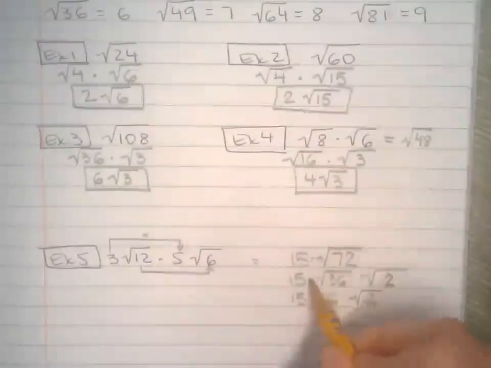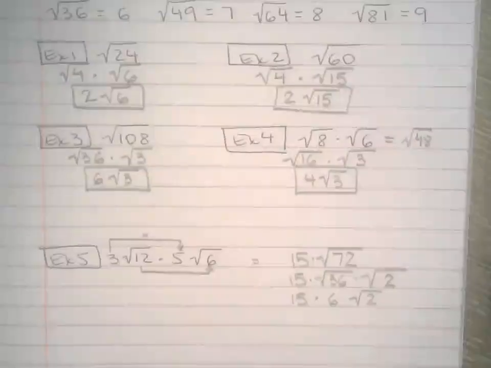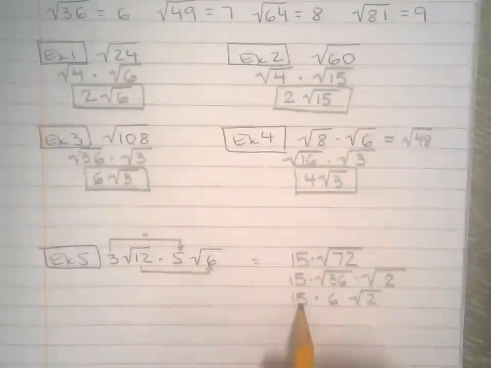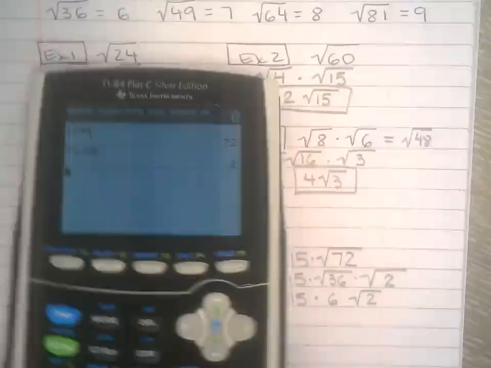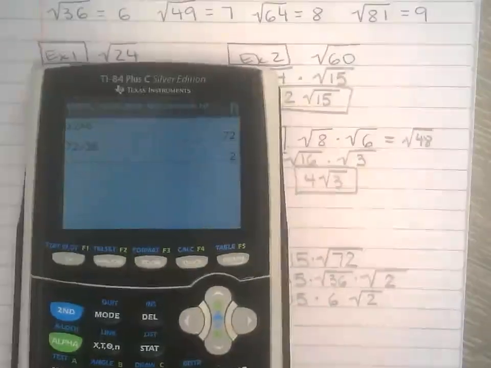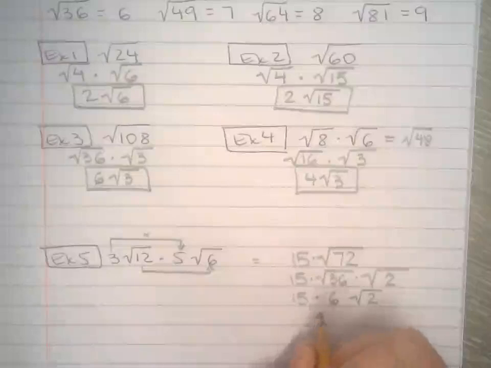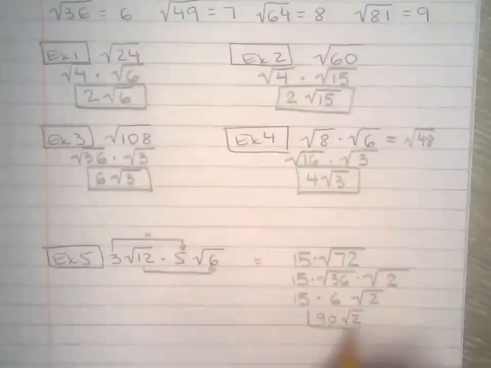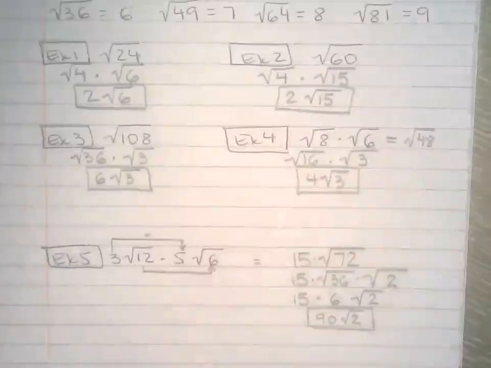Remember the invisible multiplication sign that we had there? It's still there. So now for my final answer, I'll have to do 15 times 6 because they're both outside the square root. I get 90. And then there's nothing I can do about the square root of 2. So you leave that square root of 2 alone.